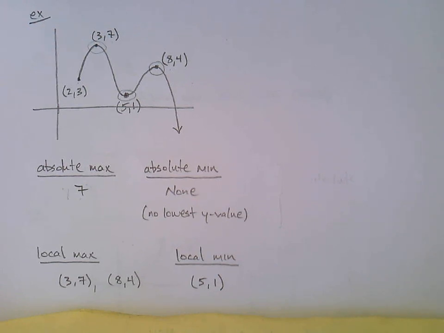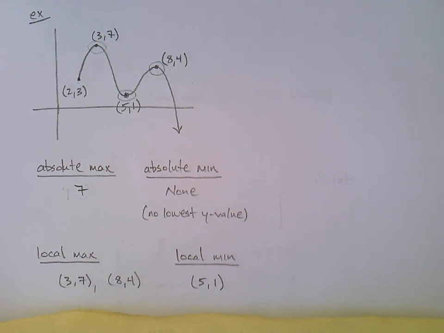Now, before we get to the 2,3, I actually want to point something else out. Notice that the absolute maxes and mins, the absolute, they're only the y value. So the absolute max is 7, the highest y value. The local maxes are the entire point. We put 3,7, 8,4.